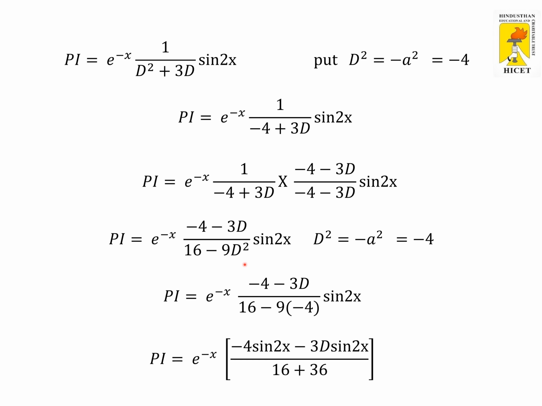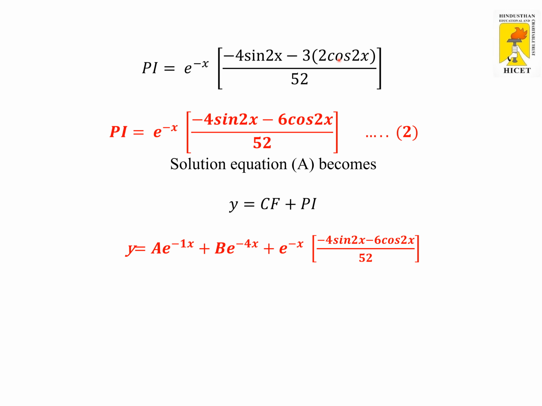Again substituting D squared equal to minus a squared, that is minus 4, we get minus 4 minus 3D divided by 16 minus 9 into minus 4. So 16 plus 36 we get. Multiplying the sine 2x into the numerator term, we get minus 4 sine 2x minus 3D sine 2x. Differentiating, D sine 2x is 2 cos 2x. So our required particular integral is e power minus x into (minus 4 sine 2x minus 6 cos 2x) divided by 56.